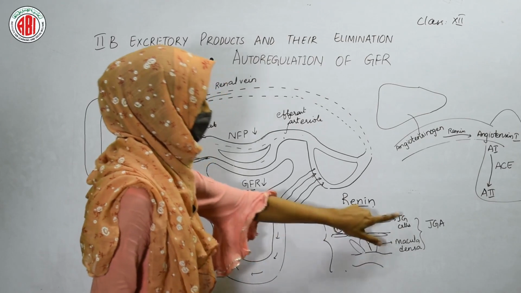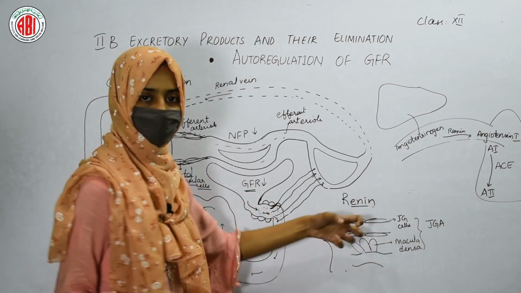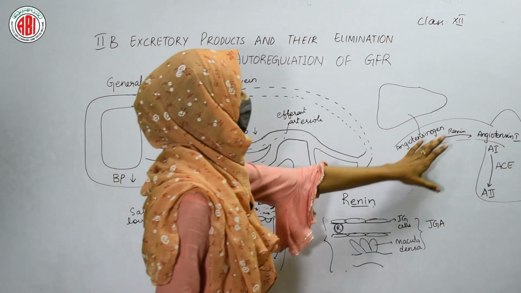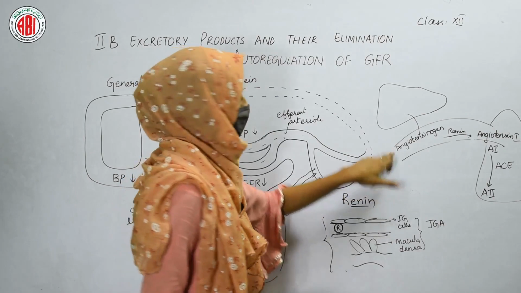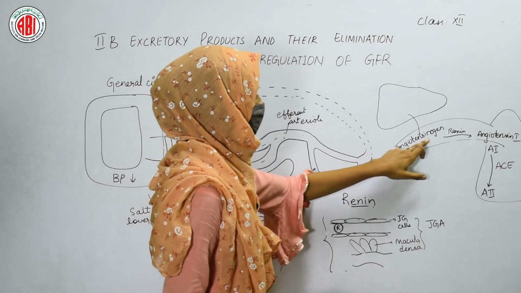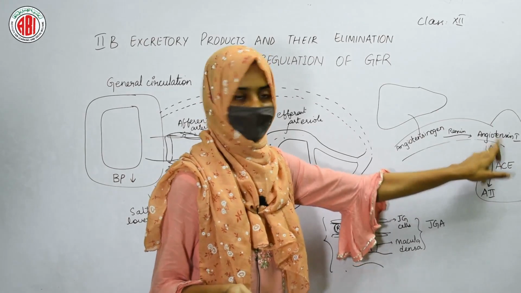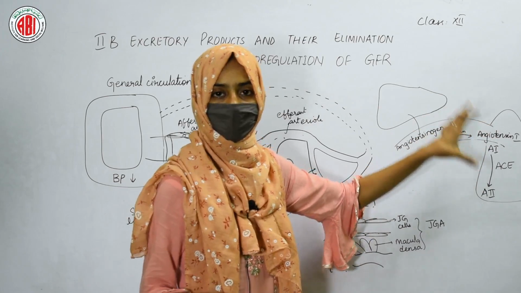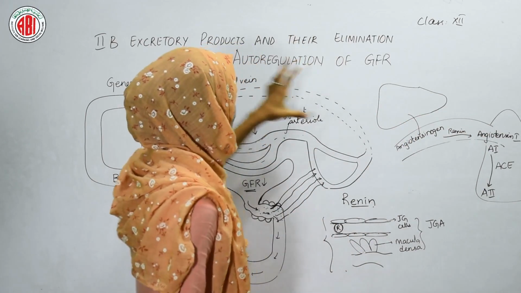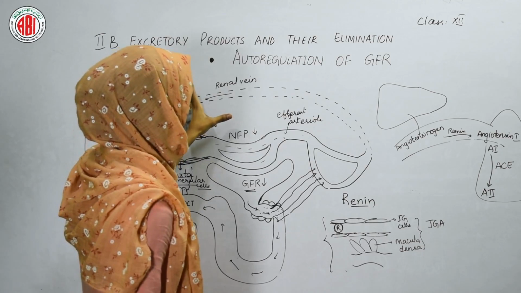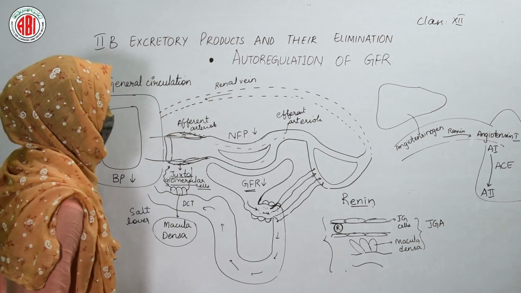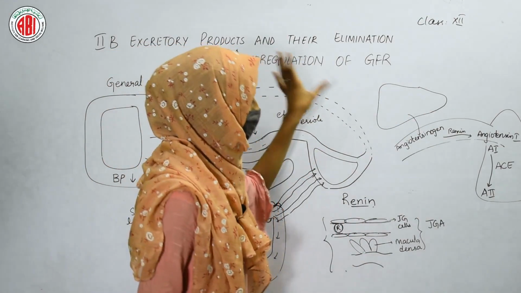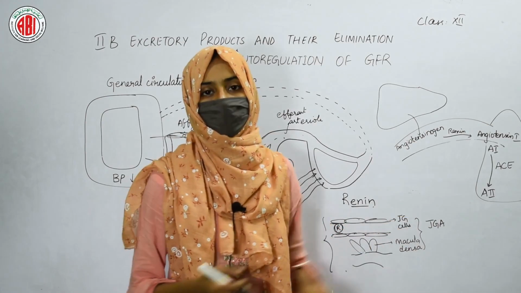Once the macula densa send the signals to the JG cells, they receive the signals and they release a hormone called renin, and this renin breaks the chemical substance which is present in an inactive state, that is angiotensinogen, into angiotensin 1. This angiotensin 1 becomes angiotensin 2 by the enzyme ACE that is going to happen in our lungs. So, in this auto-regulation of GFR, when the blood pressure is low, this involves the role of the liver as well as the lungs. And we will see the function of angiotensin 2 in our next session.